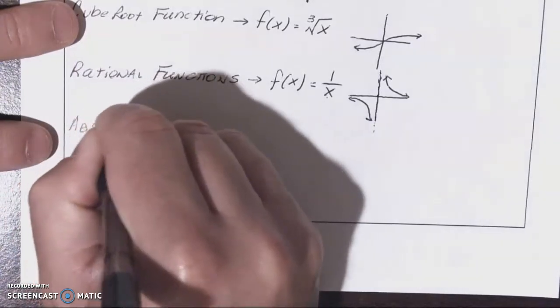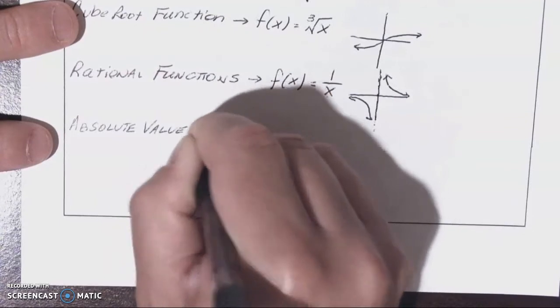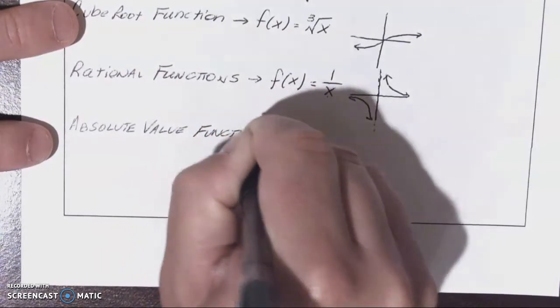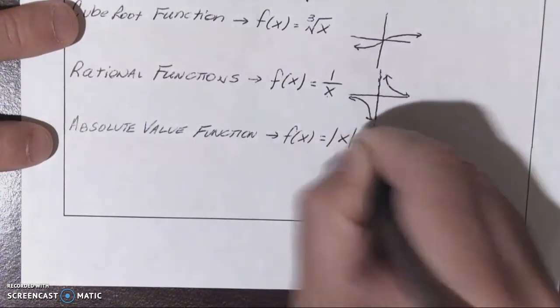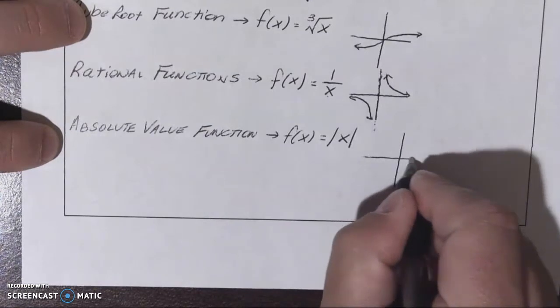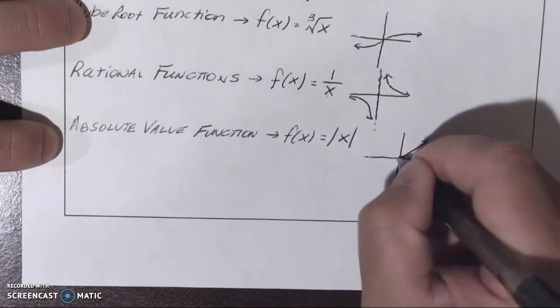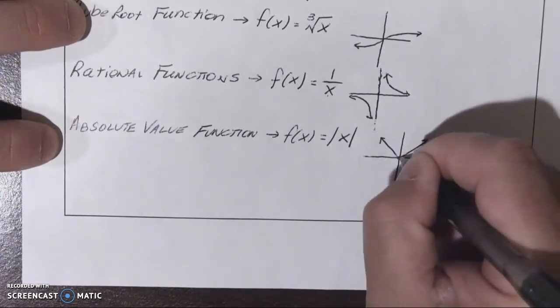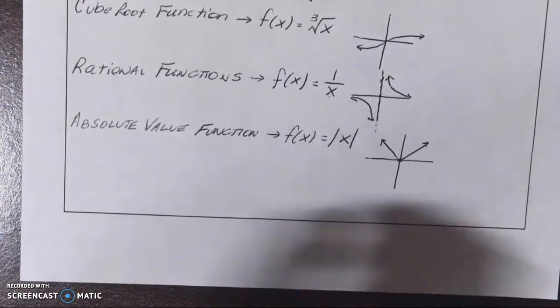And the last one we'll talk about on these notes would be an absolute value function. F of x equals the absolute value of x. Those absolute value bars mean absolute value. And just like you guys learned a long time ago, the parent function of the absolute value function is in the shape of a V.